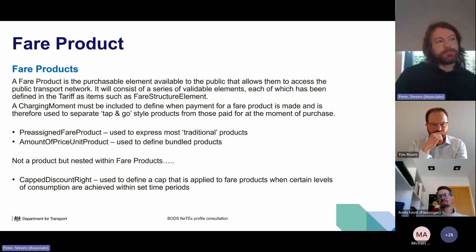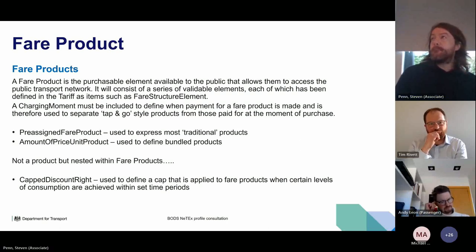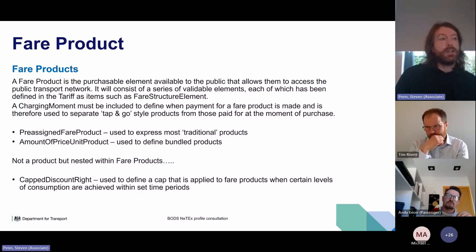So this covers the majority of, I guess, what we call complex fares. So what we're saying is the charging moment and the cap discount right essentially combine together to describe whether a product can be paid for after travel. It's a post-pay product. The price being charged is only defined once you've completed your journey. And then also any sort of caps that apply.